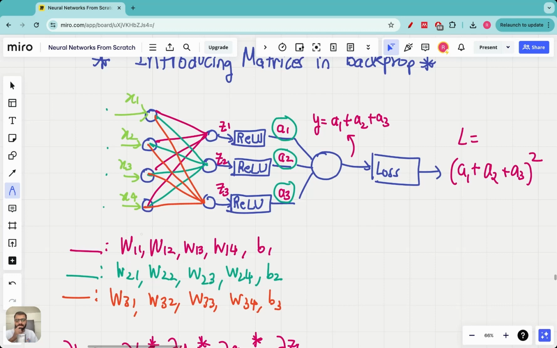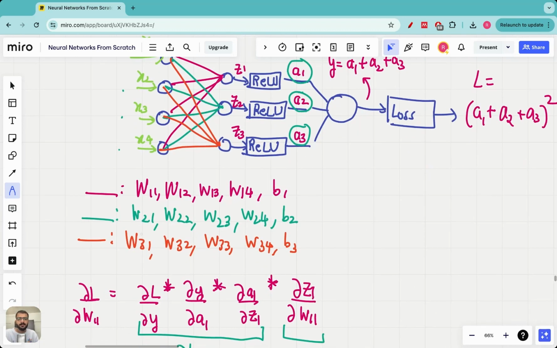There are two things which I would like to point out here. First is the notation. Y is going to be A1 plus A2 plus A3, and the loss L is just Y square, which is A1 plus A2 plus A3 whole square. As I mentioned in the last lecture also, it is very important to be consistent with the notation, so backpropagation becomes that much easier.